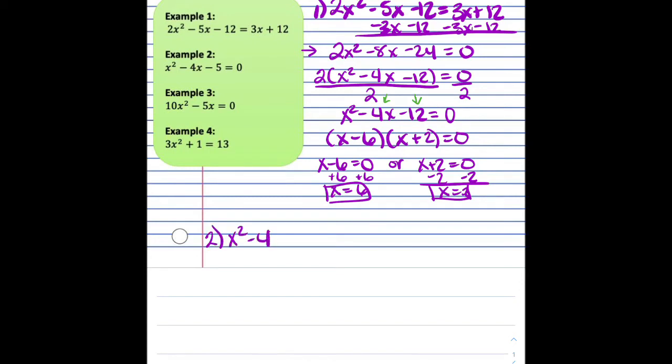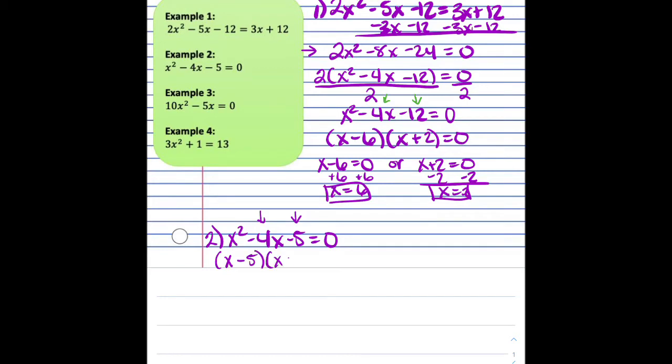So let's look at number 2. We have x squared minus 4x minus 5 equals 0. So on this problem, I don't have a GCF to factor out. I'm already equal to 0, so I can just factor. Looking for two numbers that multiply to give me negative 5 and add up to give me negative 4.